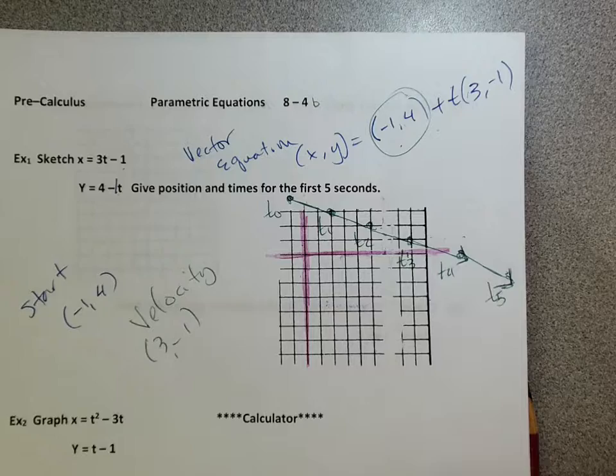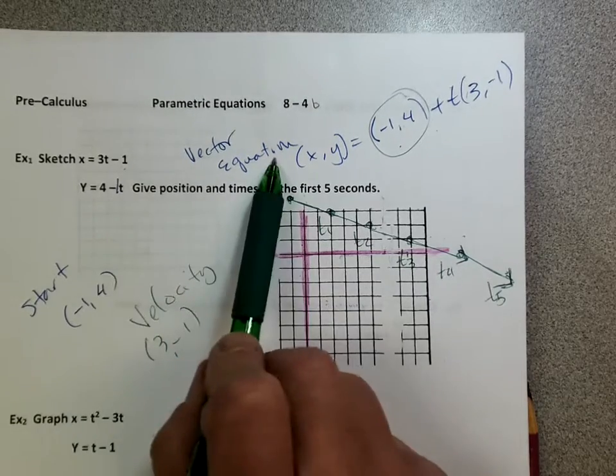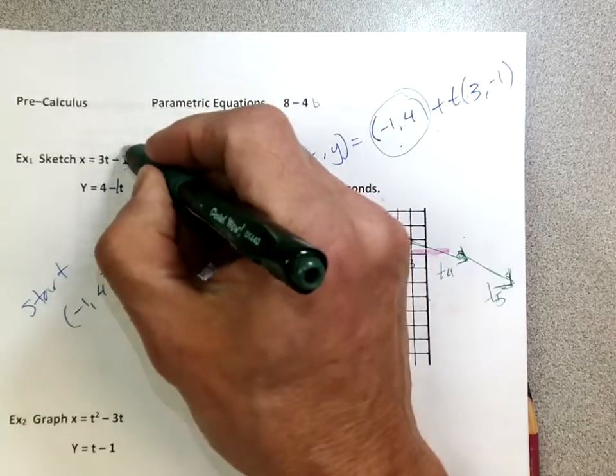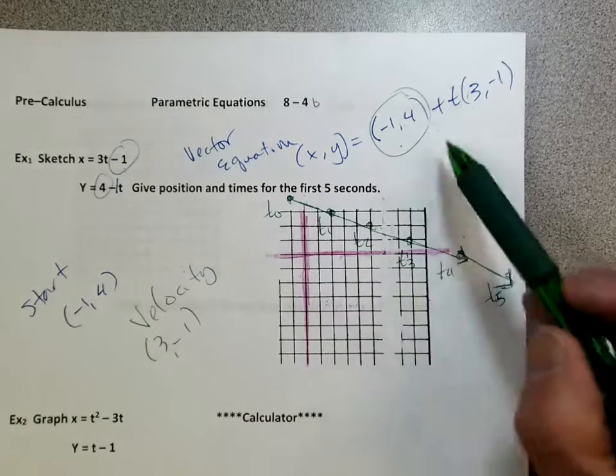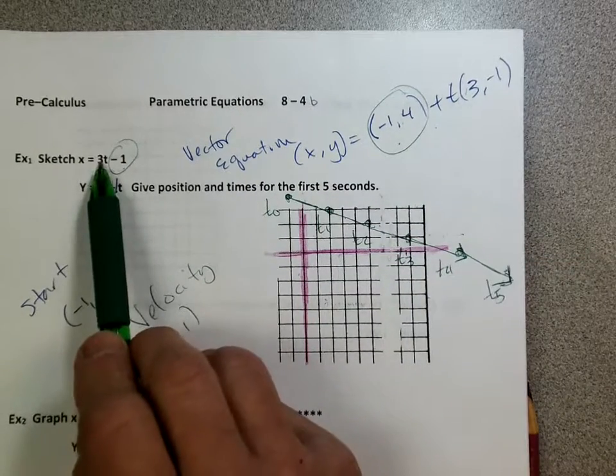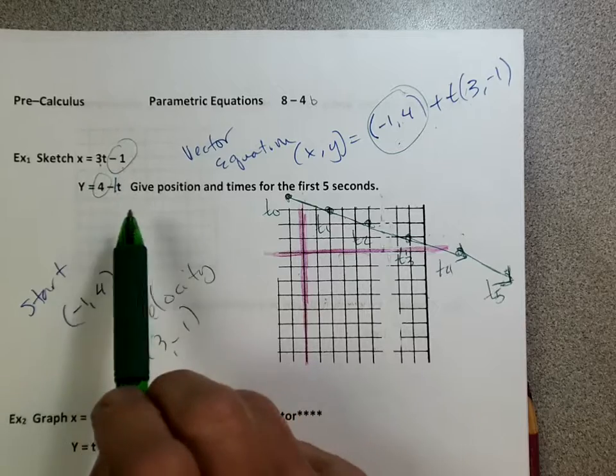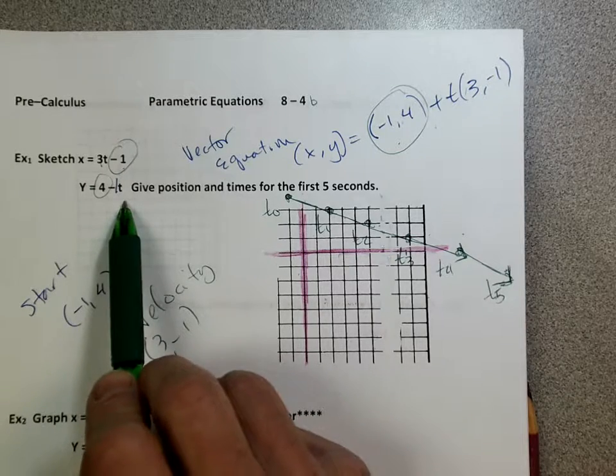You got to know where to start, so I rewrote it as a vector equation. You use your constants as your beginning point, and you use the numbers in front of t as your movement.